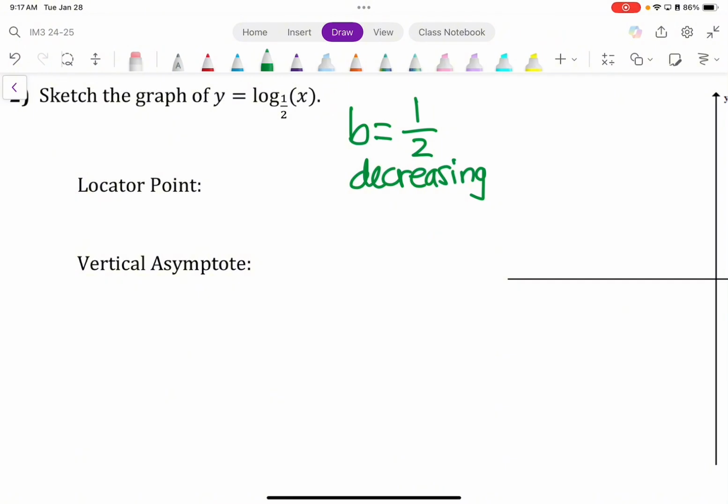What else did we talk about? We said that the locator point will always be 1, 0, and our vertical asymptote will always be x equals 0.